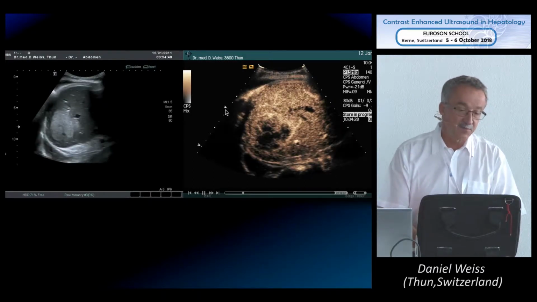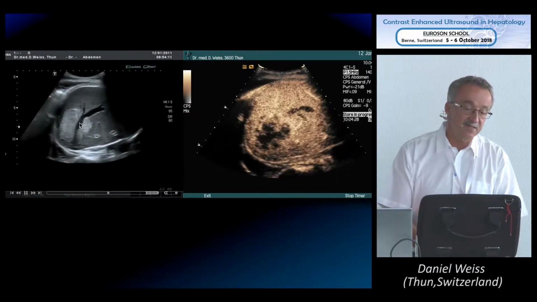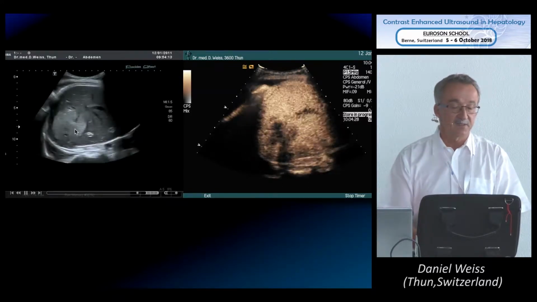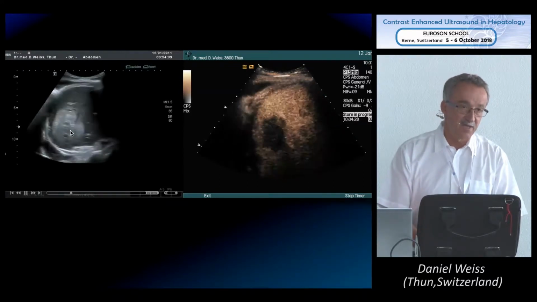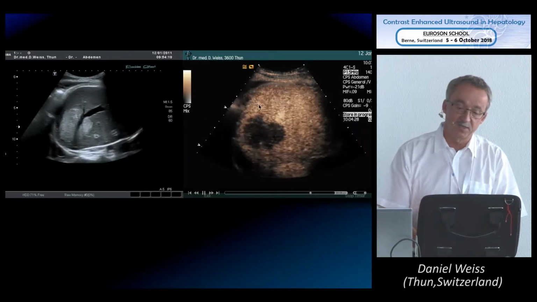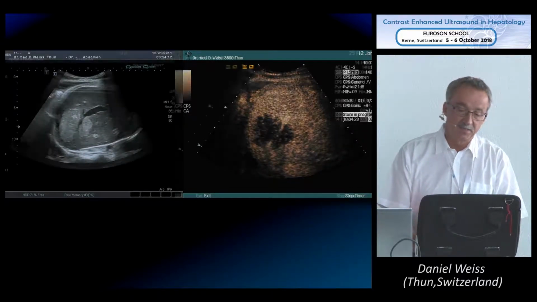Again, another patient, same situation, and you have a vessel running through. We talked about this yesterday. Hemangiomas never have a vessel running through the hemangioma, and here you see this is clearly a metastasis.